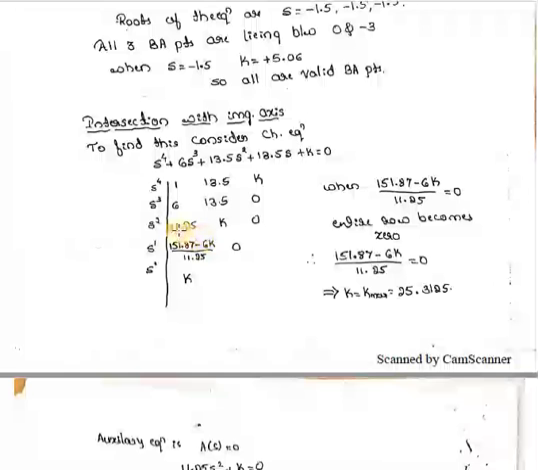Similarly, this one: 11.25 into 13.5 minus 6k, divided by 11.25. So here this term will be 0. If I take this one as a into k, 11.25 into 0 will be 0, so it is ak divided by a. So you are left with only k. Since this row k cannot be 0, I will equate this term to 0 so that I get the entire row as 0. From that you will get the value of k as 25.3125, the marginal k value.